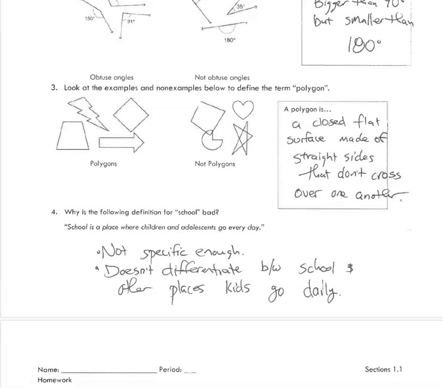I added in the flat part because a cube would not be a polygon. The sides would be polygons. So I had drawn that on the board.